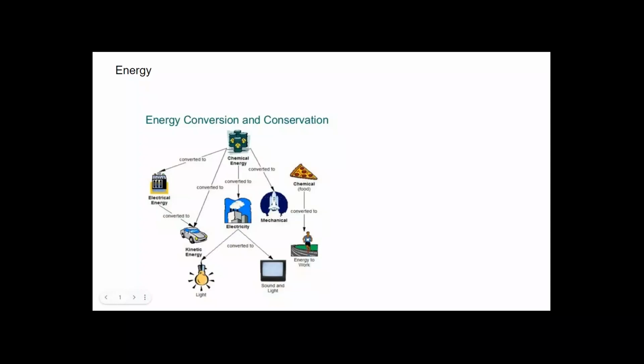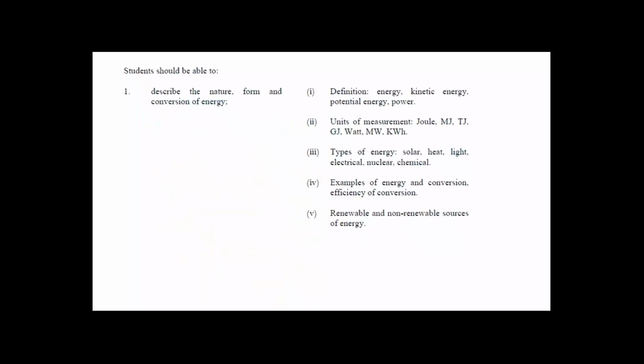That can be used for lighting or use of household instruments, or chemical energy in food can be converted into energy used to do work. And in this presentation, we're going to describe the nature, form, and conversion of energy.